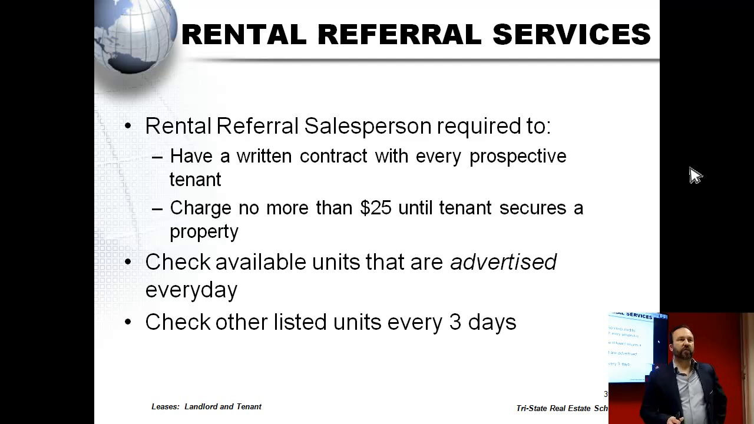That's number one. Number two, if you're advertising a property for rent, you must check the availability every day. That is a test question. You must check it every day if it's being advertised. If it's just listed and it's not being advertised, then you check it every 3 days for availability. Why would we check it every day if it's being advertised? What would be the reason we would check it every day?